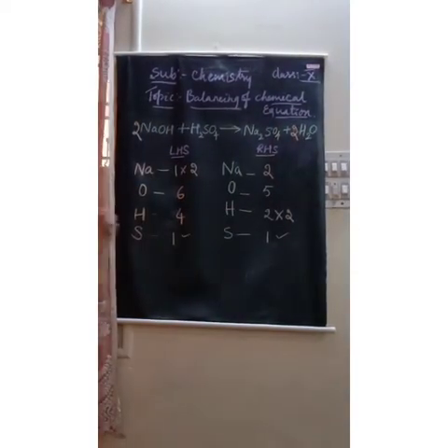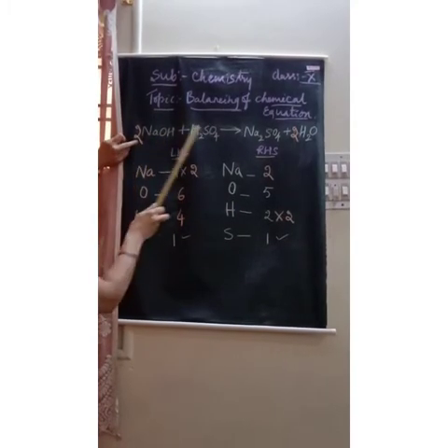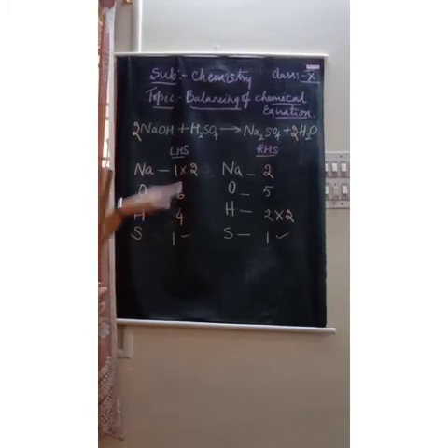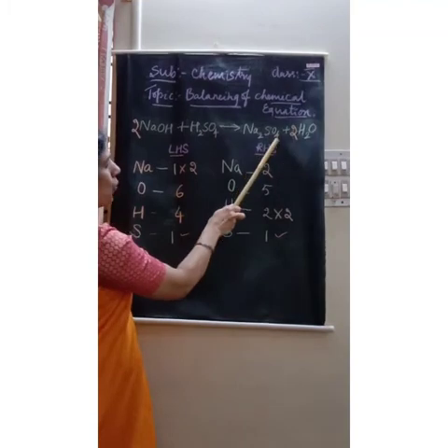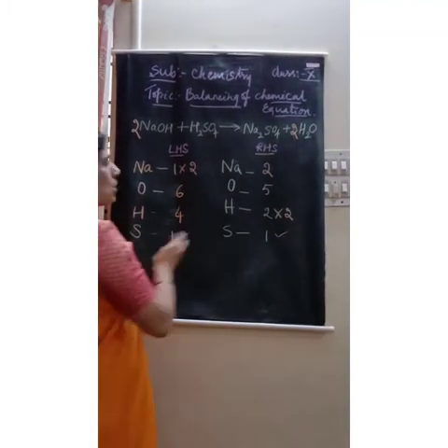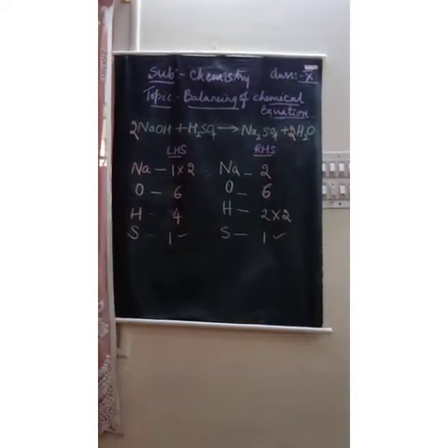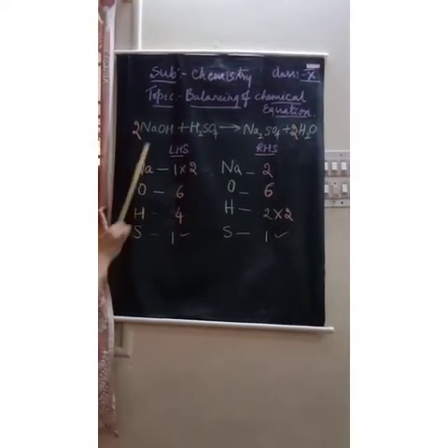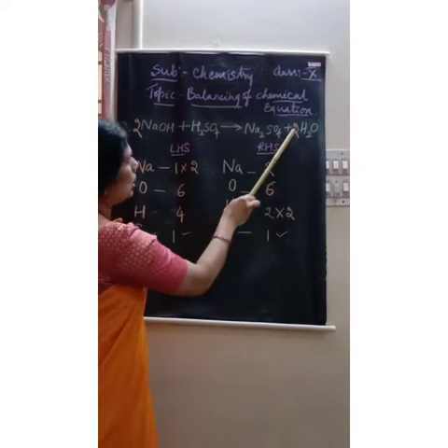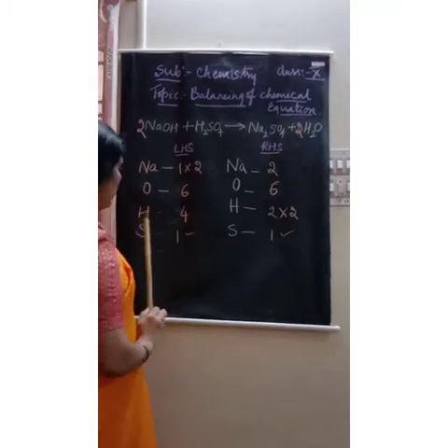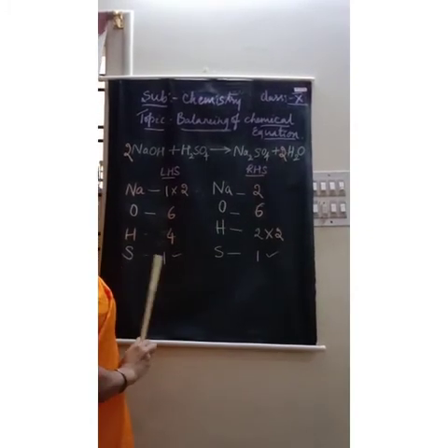Okay. Now once again we check. 2 Na, 2 Na. What about oxygen? 2 oxygen plus 4, totally 6 oxygen are there here. So 2 oxygen plus 4 oxygen. What would be this? Here also we have to write 6 oxygen. Clear, children? Next, what about hydrogen? So 2 plus 2, 4. Here 2 plus 2, totally 4. 2 into 2, 4. Okay, so next sulfur 1.